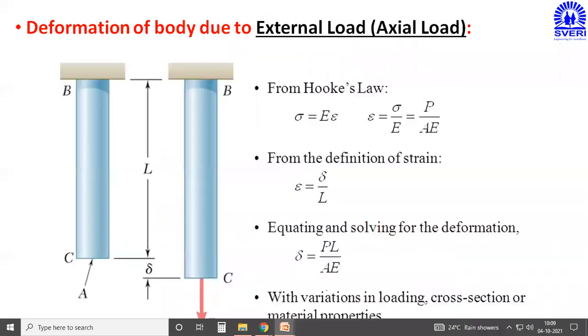Now, deformation of body. Now we have to calculate the elongation. We have discussed all the types of stresses, all the types of strain, and all the types of elastic constants. Now we have to discuss the deformation. So what is meant by deformation and how to calculate it? Basically, the deformation of a body takes place due to two conditions: one is the external load and another is self-weight. First we'll discuss the deformation of a body due to the external load or the axial load.